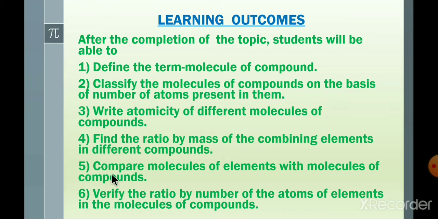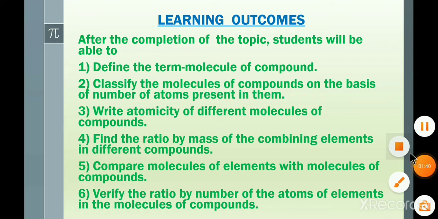Number 5, you will be able to compare the molecules of elements with the molecules of compounds like oxygen with that of HCl. Number 6, you will be able to verify the ratio by number of atoms of the elements in the molecules of compounds, like you can tell the ratio of hydrogen and oxygen atoms by number in case of water.